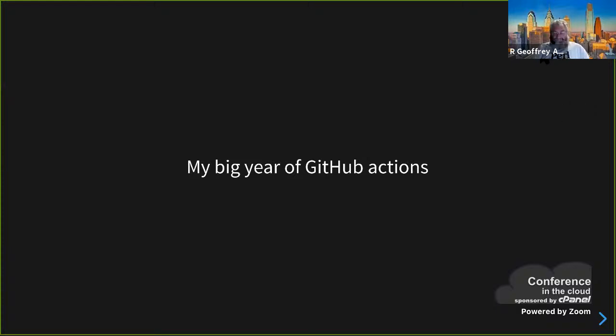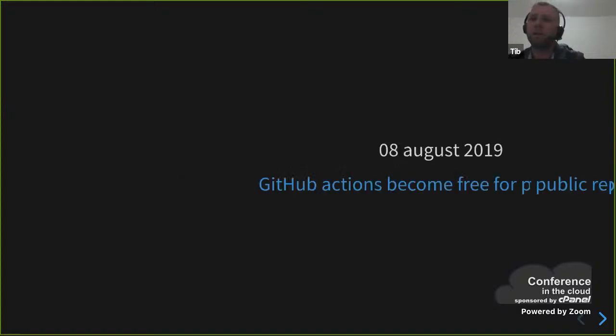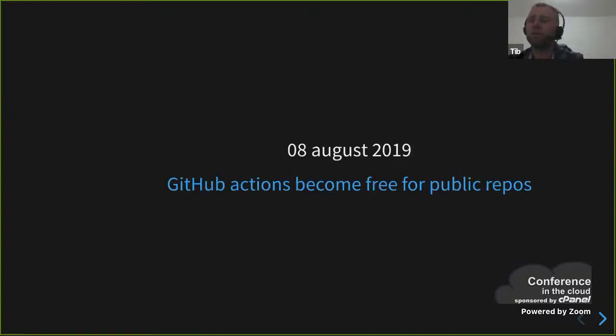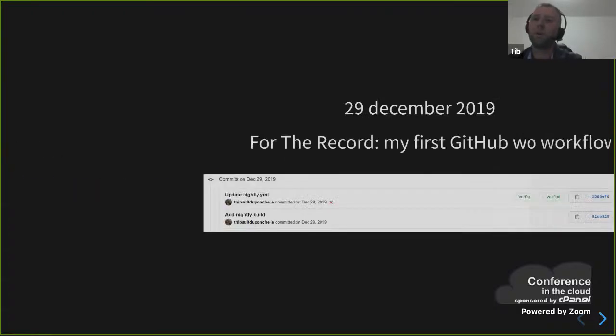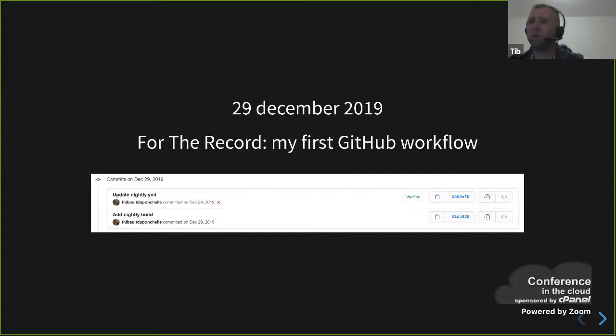Yes. Okay. This is my lightning talk about my big year with GitHub Actions. I will do a recap of my Perl GitHub Actions experiments and also major events from a key player of the continuous integration world. Let's start with August 2019: GitHub Actions became free for public repositories. Not long after, I wrote my first GitHub workflow. Then I continued by adding workflows to my other repositories, as everyone did.